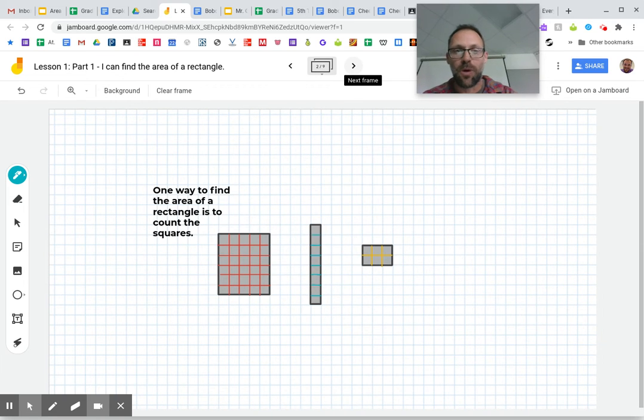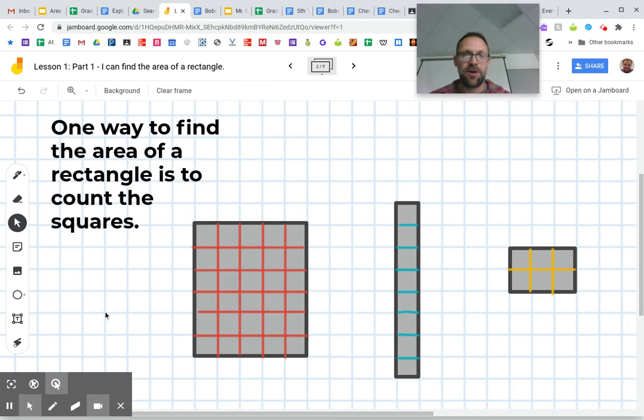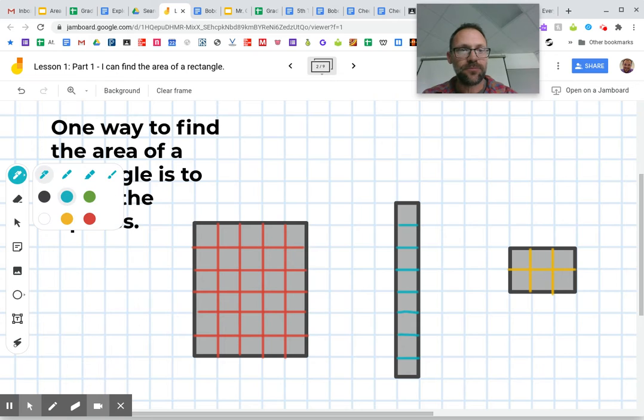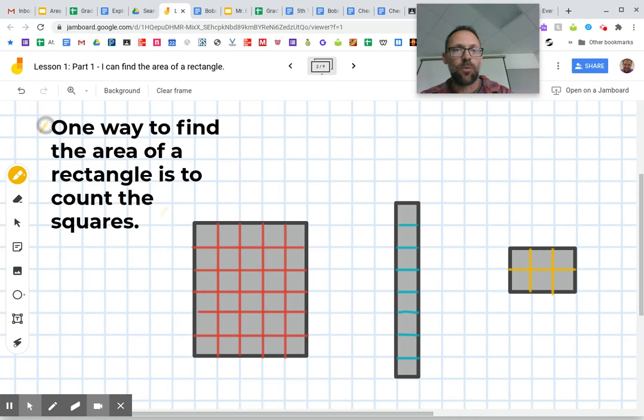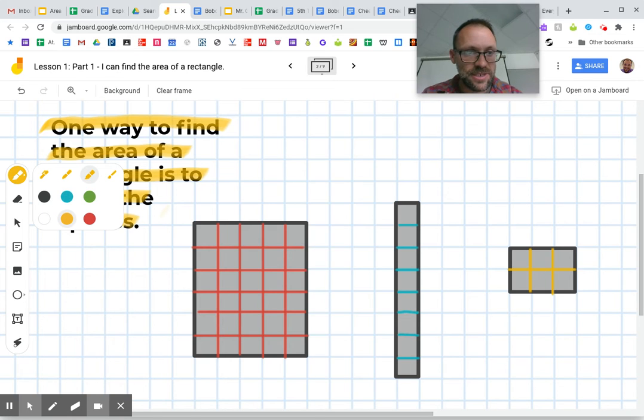So, one way to find the area of a rectangle is to count the squares. So let's take a look at this first rectangle here in red. As we can see, there's a whole lot of squares in it. If we count them, we'll find the amount of space inside that rectangle.